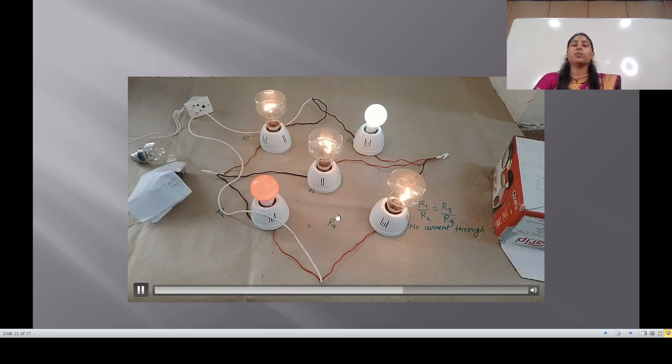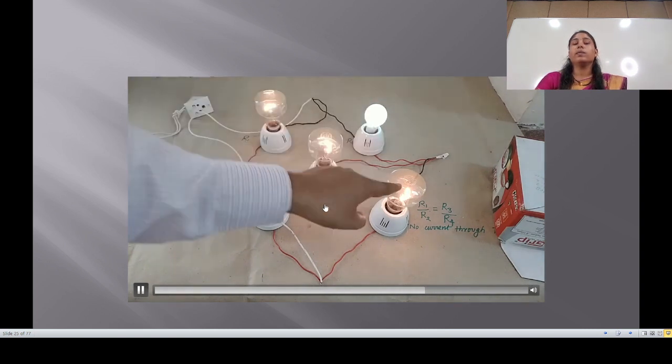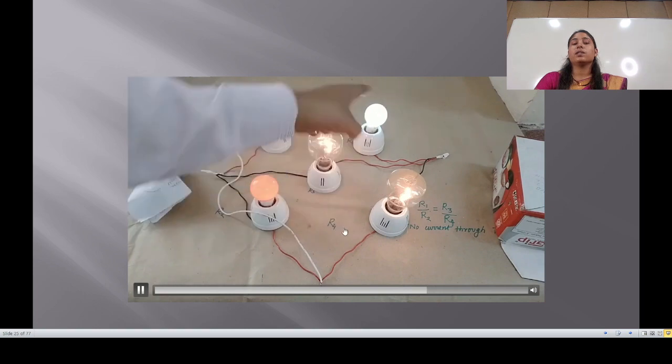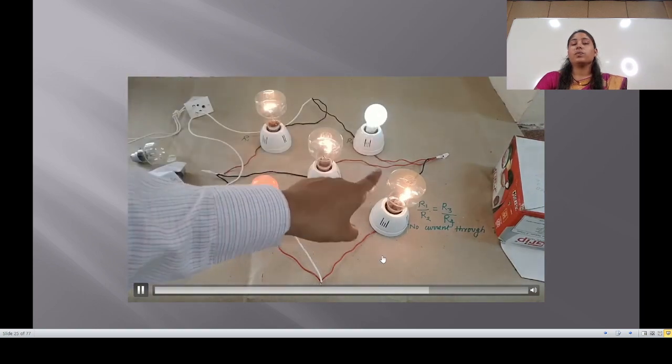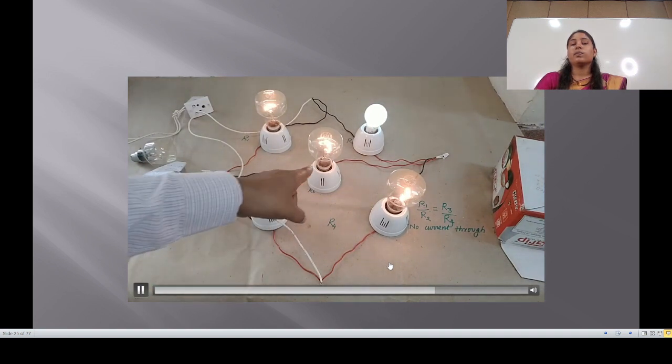So this is the experiment of the Wheatstone bridge. So what is the balancing condition? When R1 divided by R2 is equal to R3 divided by R4, current is not flowing through R5. And when R1 divided by R2 is not equal to R3 divided by R4, current is flowing through the middle bulb. So this is the unbalanced condition of the Wheatstone bridge. Okay.